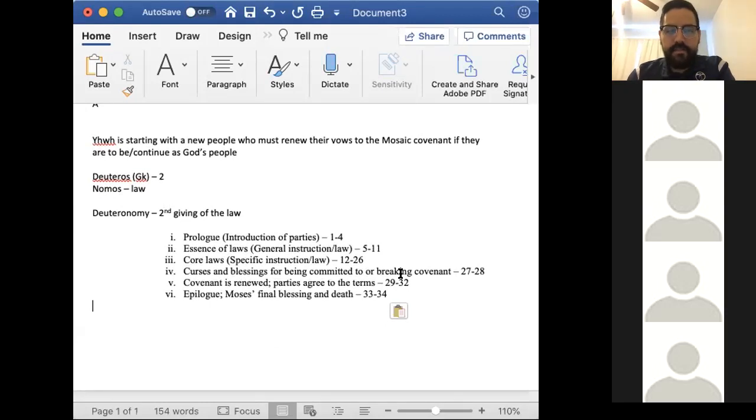The essence of the law is that general instruction, the bulk, the content of them, which we talked about a couple weeks ago with specifically Genesis chapter 6 and loving the Lord, and then what that looks like. You have the core laws of the bulk of, again, what is it going to mean? What is it going to look like after the essence? What do they got to do? What do they not do?